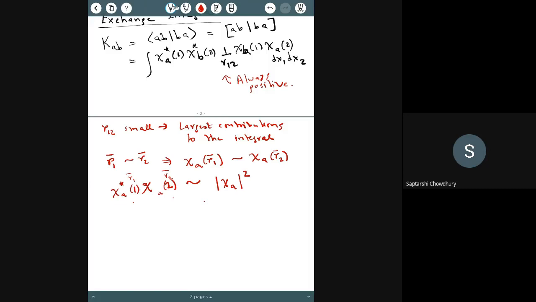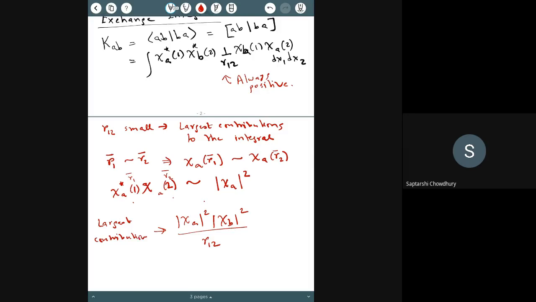So then we come back to the expression for the Coulomb integral in a way. So the largest contributions to KAB are of the form chi A mod square, chi B mod square by R12. These are the largest contributions.